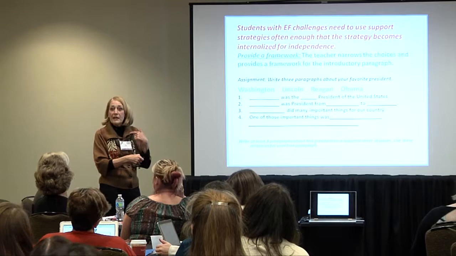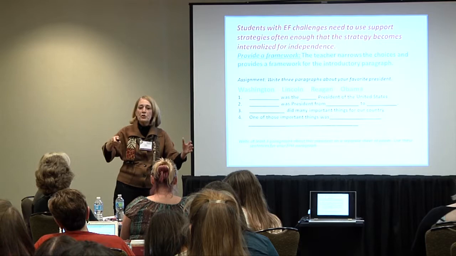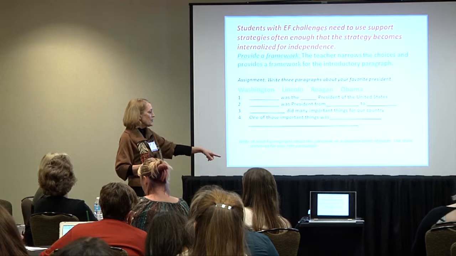We don't want the student to use up all of their enthusiasm on writing this part. Washington was president from, okay, obviously this would be something you would do when the student had some information at their fingertips. Go through this kind of support and then write at least three paragraphs about this president on a separate sheet of paper. Use these sentences for your first paragraph.